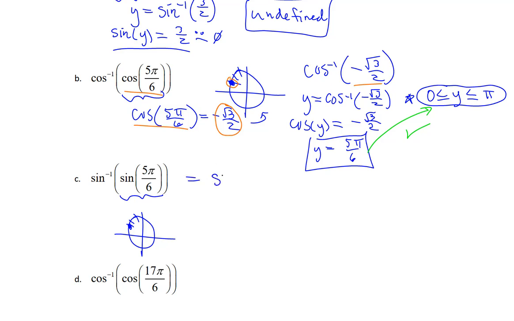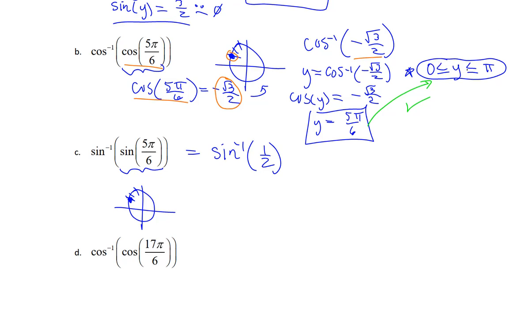So we're really looking at the sine inverse of 1/2. That's what the sine of 5 pi over 6 is. The question is, can we do that? The answer is yes, but let's be careful to follow our same process. So I'm going to introduce the variable y. Again, this is exactly what we were doing above in those initial examples. I'm going to say y equals sine inverse of 1/2.